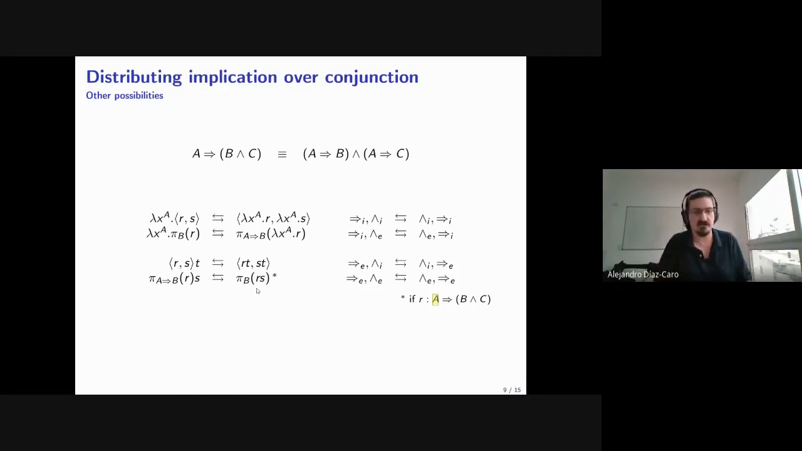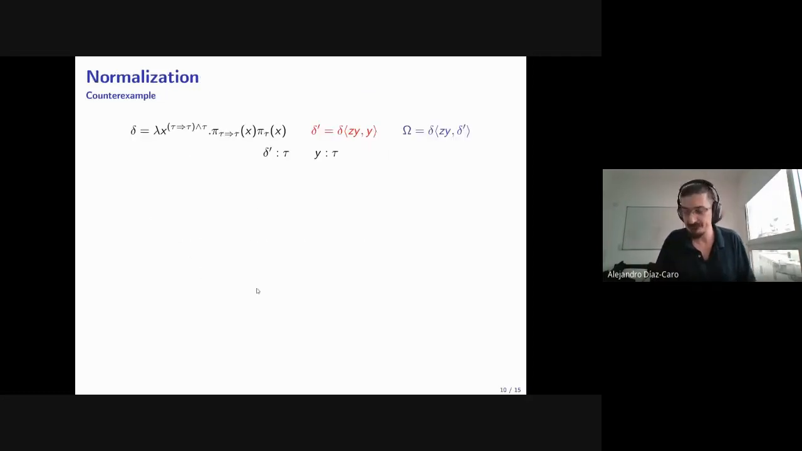So it's not correct in the sense that all the proofs should be something where at some point the cut elimination ends, and here the cut elimination can loop. So here is a counterexample.